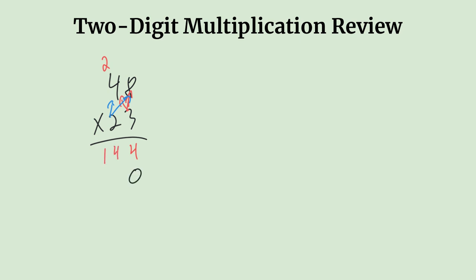Then you put a placeholder 0, and then we would have 2 times 8 is 16, 2 times 4 is 8, plus 1 is 9. Add all those numbers straight down: 4, 10, 11, 1,104.